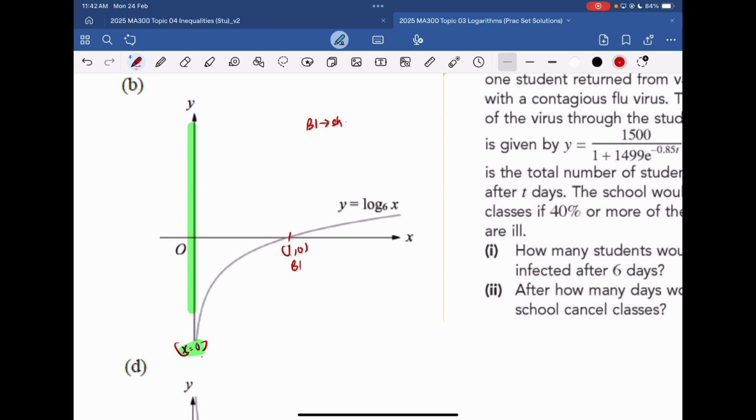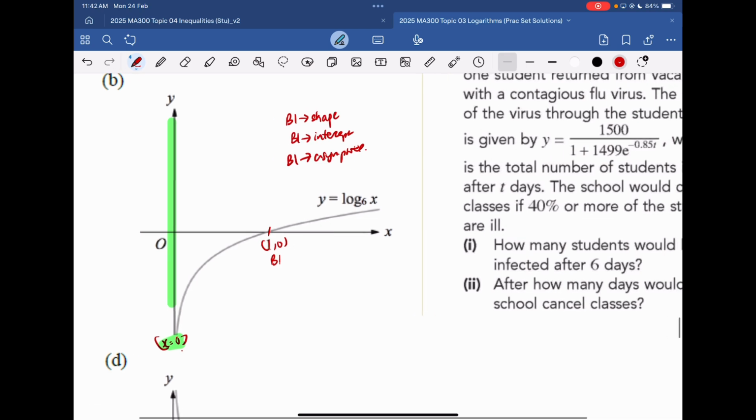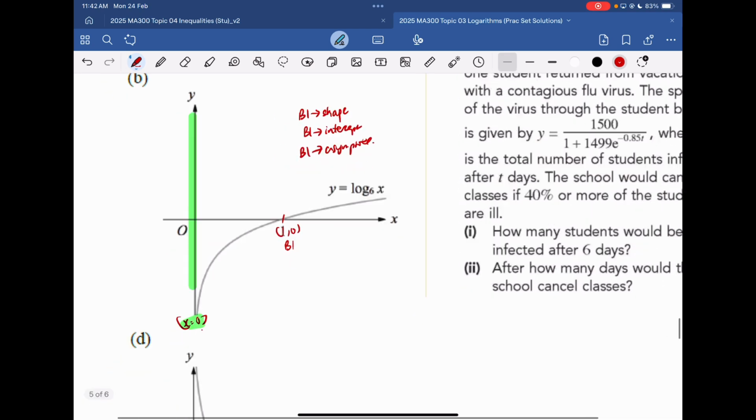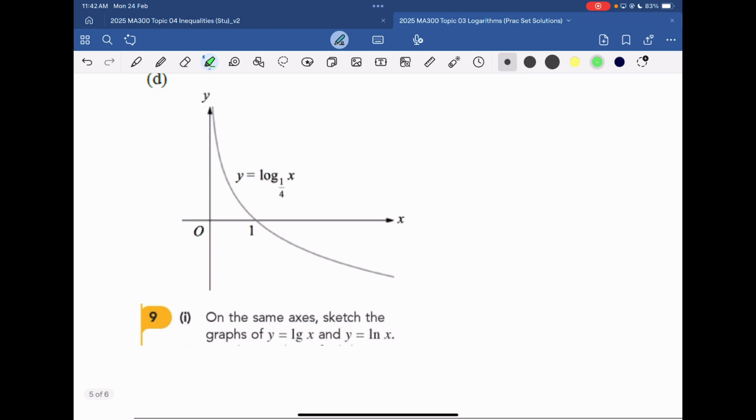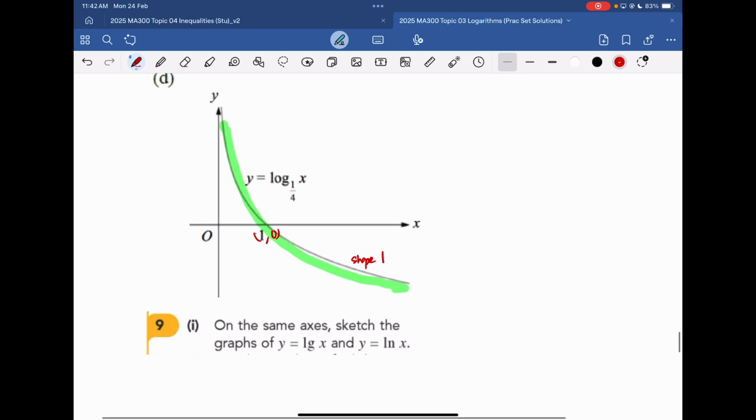So 1 mark is for shape, 1 mark is for intercept, 1 mark is for asymptote. Okay, so next one, 6. Same thing, shape, 1 mark. Intercept, if you are not sure, you just always write coordinates for intercept. Okay? Asymptote.